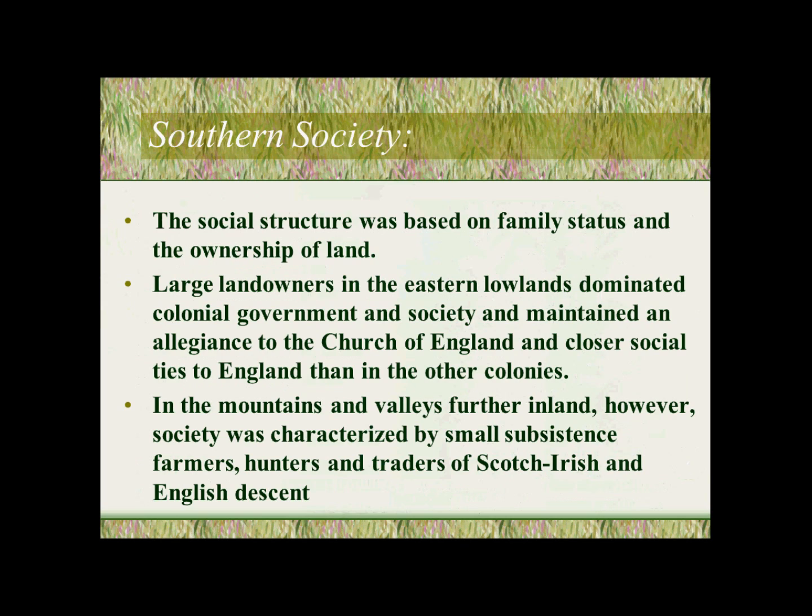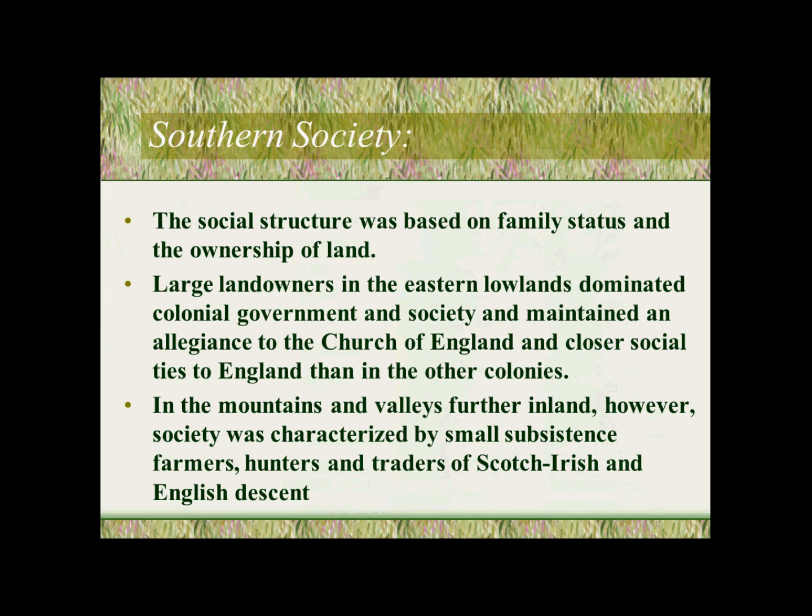The social structure was based on family status and ownership of land. What does that mean? If your family owned a plantation, you inherited that plantation. Your children would inherit that plantation. We talk about old money in the South. There are still huge Southern families here in the South that can trace their roots back to the very beginning. So wealth is passed on through family, and based on your family status, it was how much land you owned and how much wealth you had.